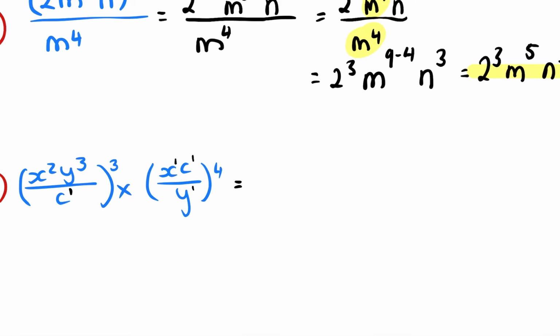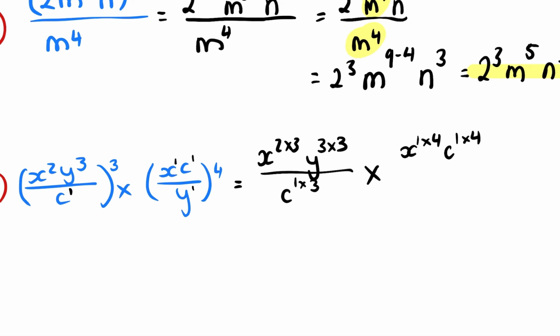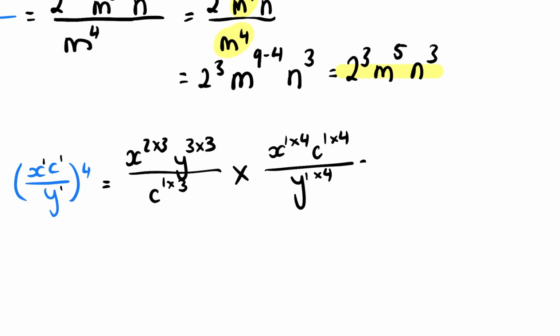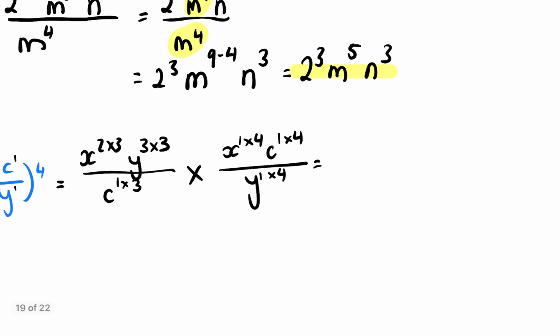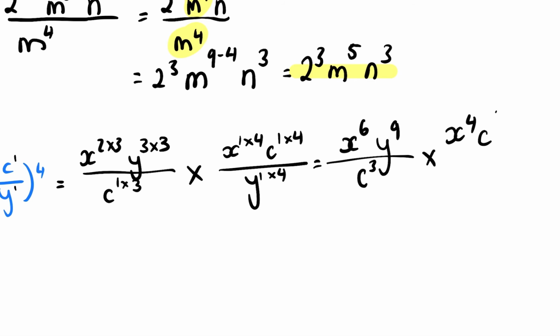Okay, so I'm going to end up with x to the 2 times 3, y to the 3 times 3, over c, which will be 1 times 3. And this is all going to be multiplied by the other set of brackets. So we'll have x to the 1 times 4, c to the 1 times 4, y to the 1 times 4. Okay, let's simplify that into one less messy thing. So we got x to the power of 6, y to the 9, and c to the 3, times x to the power of 4, c to the power of 4, and y to the power of 4.